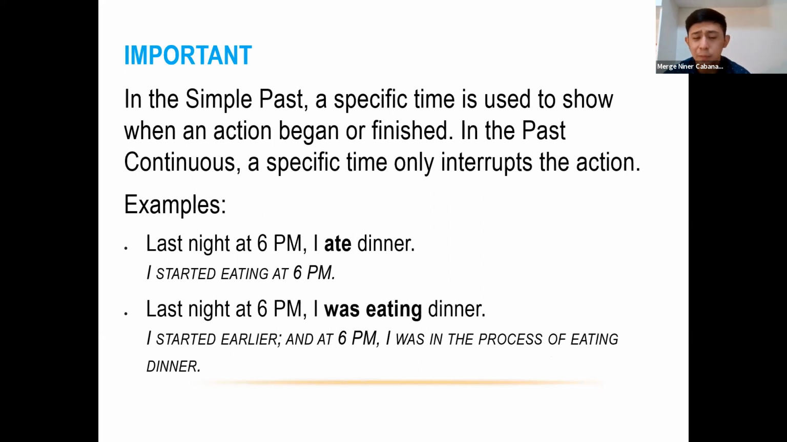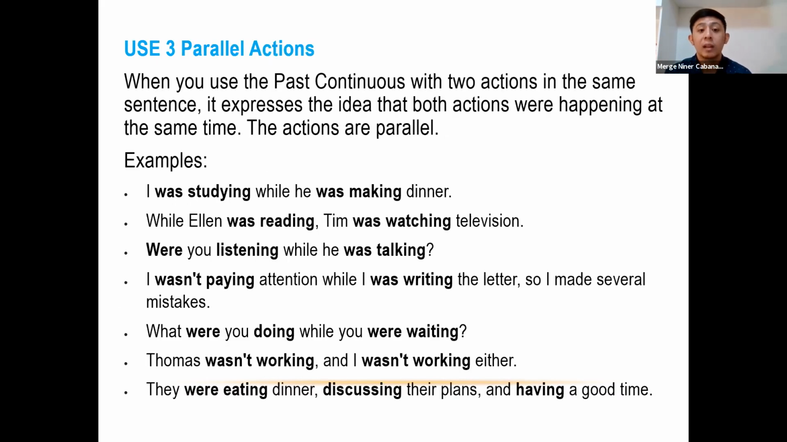Important. In a simple past, a specific time is used to show when an action began or finished. In the past continuous, a specific time only interrupts the action. So they are completely different. So last night at 6 p.m., I ate dinner, which means I started eating at 6. Last night at 6 p.m., I was eating dinner. It means that I was in the process. That's a longer action that requires longer duration. Parallel action, I was studying while he was making.